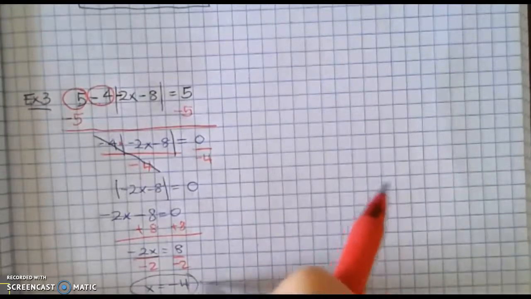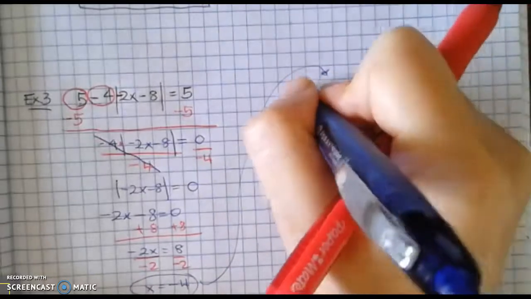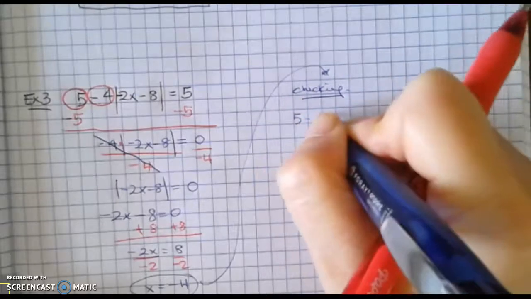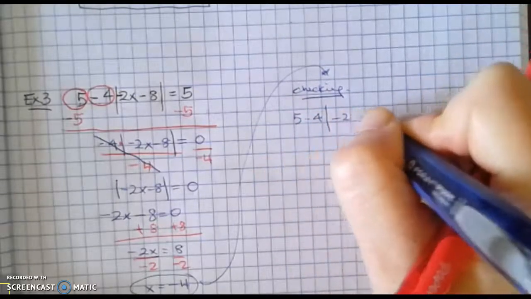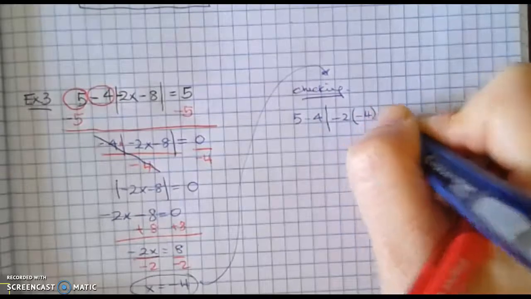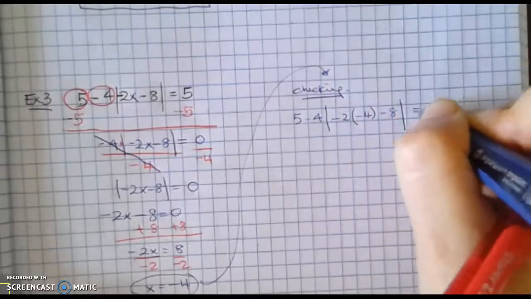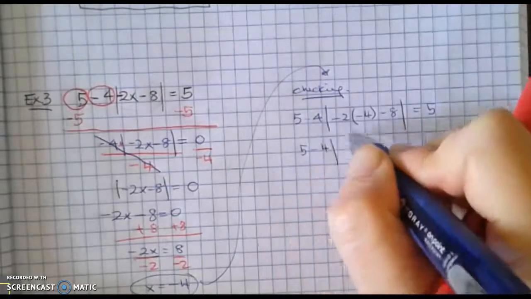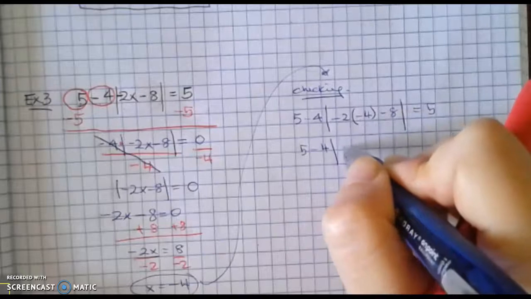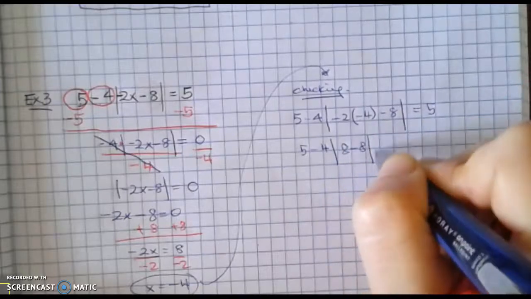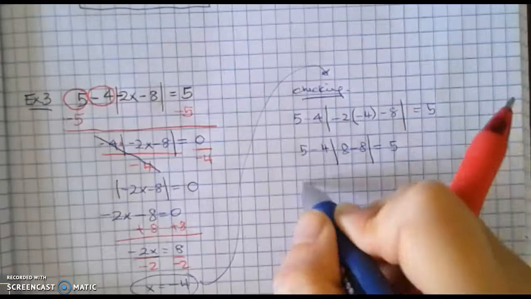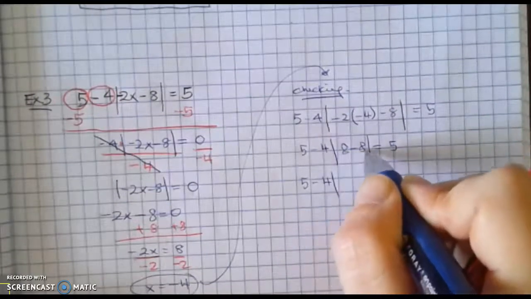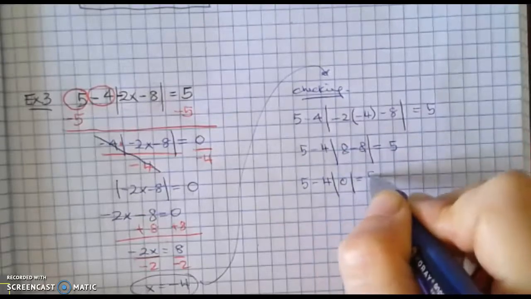That's my solution. And again, I should be checking to make sure this is a solution. 5 minus 4, absolute value of negative 2 times x, which is negative 4, minus 8, absolute value is equal to 5. So then 5 minus 4 times absolute value of negative 2 times negative 4 is positive 8, minus 8 is equal to 5. And 5 minus 4 times absolute value of 8 minus 8, which is 0, is equal to 5.